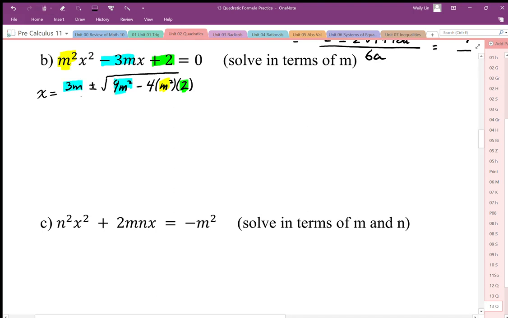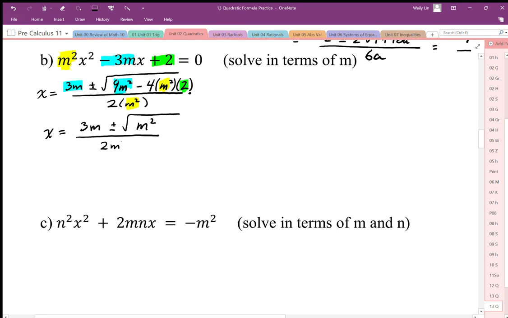My denominator of my quadratic formula is going to be 2 times a, which is m squared. Okay, so those represent the a, b, and c coefficients of that quadratic equation, which I can put into the quadratic formula. So working this out, I have my answer here, but I need to simplify that solution. So I get 3m plus or minus the square root of 9m squared minus 8m squared, which just gives me 1m squared.